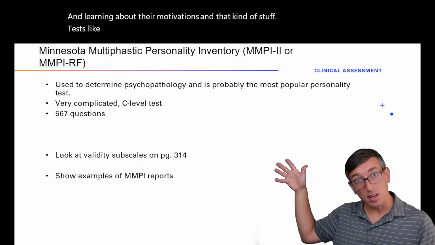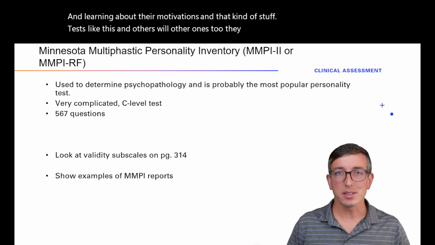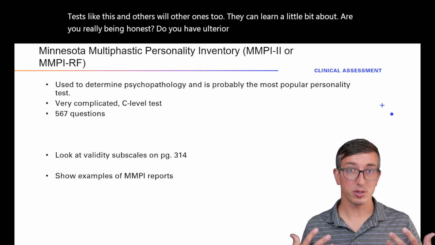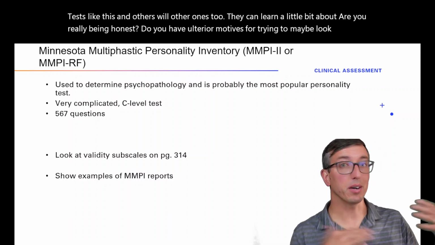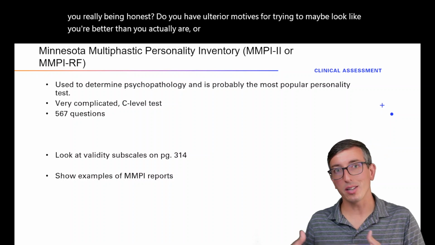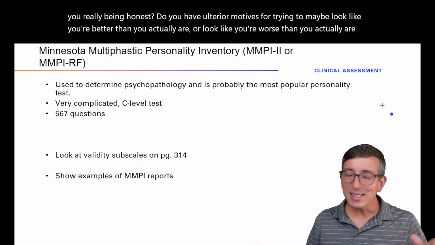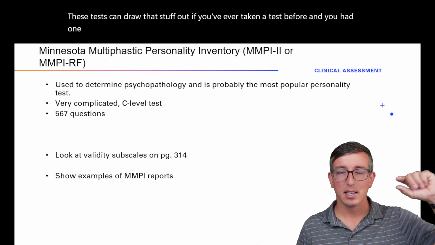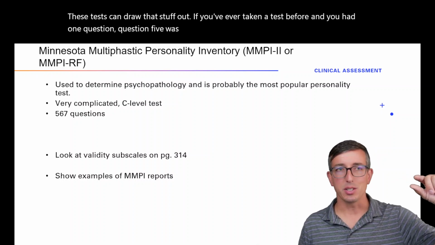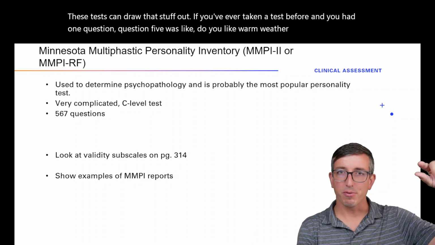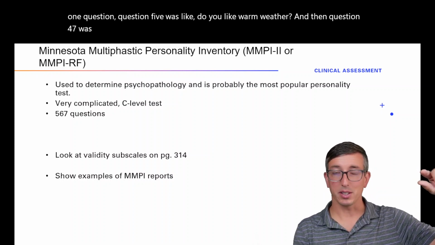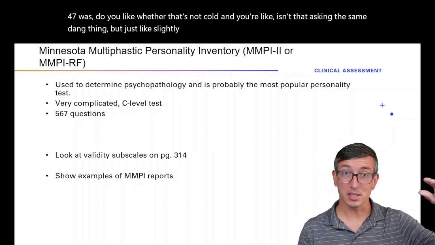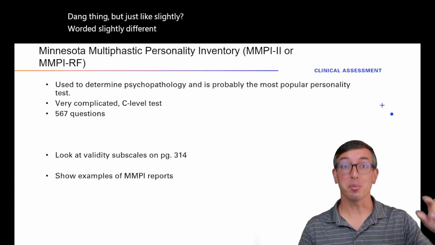Tests like this and other ones can tell you a little bit about whether you are really being honest. Do you have ulterior motives for trying to look like you're better than you actually are, or look like you're worse than you actually are? These tests can draw that out. If you've ever taken a test where question 5 was, do you like warm weather, and then question 47 was, do you like weather that's not cold, you think, isn't that asking the same thing, just worded slightly differently? Yeah, and that's on purpose.